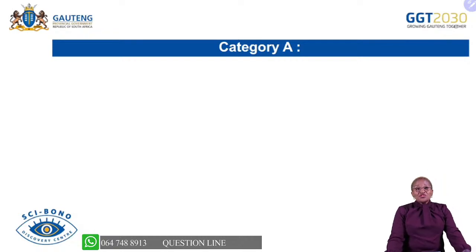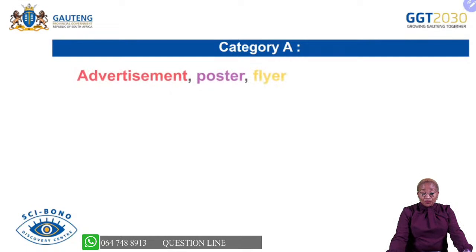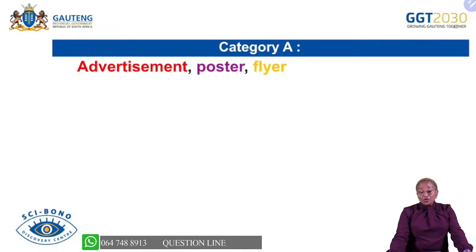Right. We're still on category A. Remember, I have outlined 4 transactional texts that belong to category A. The first one is an invite. The second one, an advertisement. We do have a poster as well as a flyer. We are now done with the invite and we're moving on to advertisement, poster, as well as a flyer.